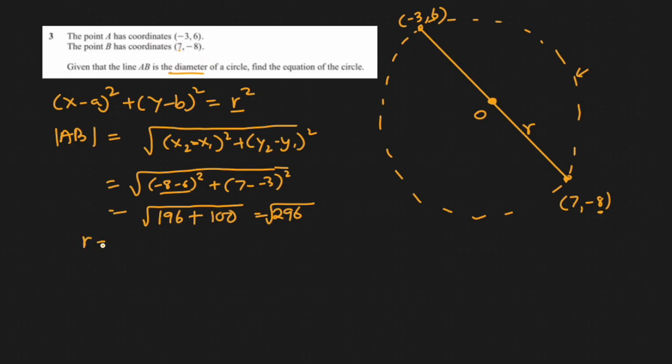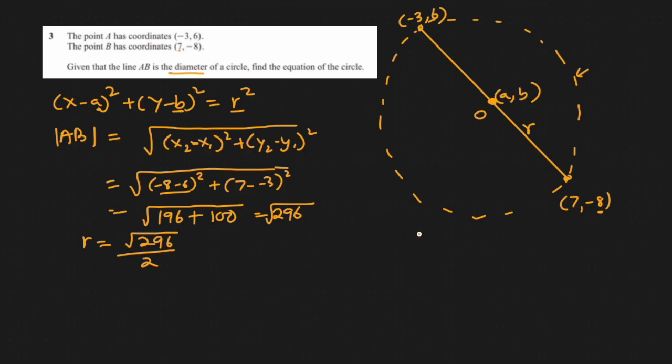What about the radius? Radius will be half of this. So square root 296 divided by 2. I know this can be simplified, but I'm not interested because in this, it is squared, we will get rid of this particular square root and everything will be okay. So I'm not bothered. What I need are the coordinates of the center, which are a and b. a and b are always the coordinates of the center.